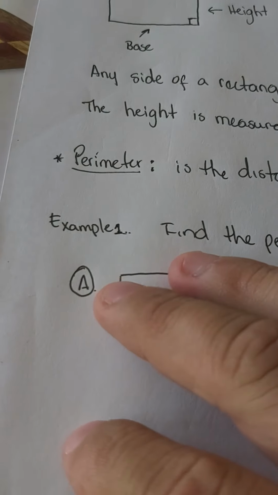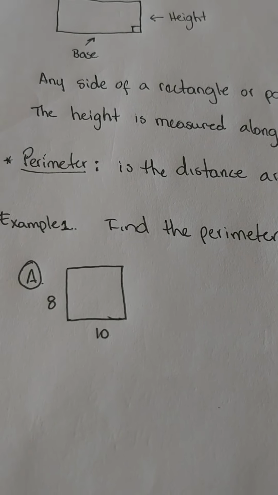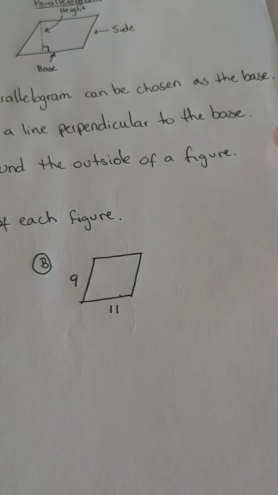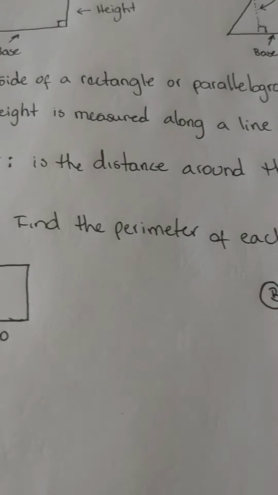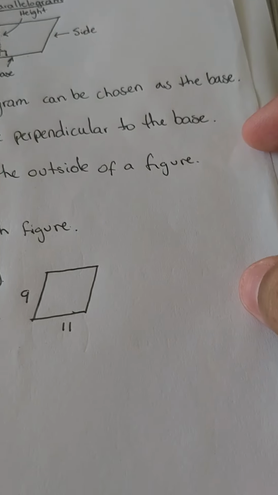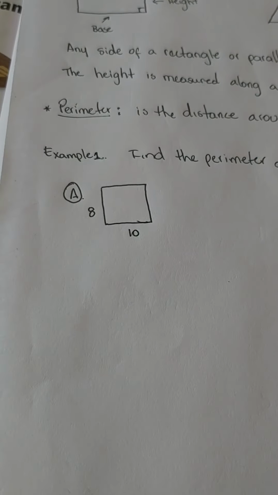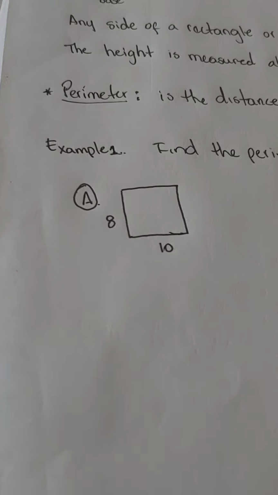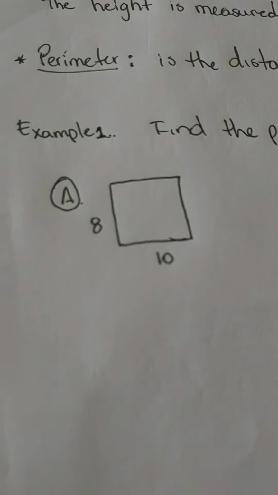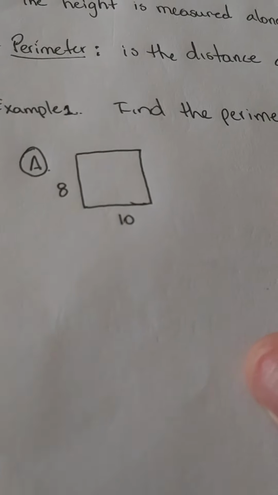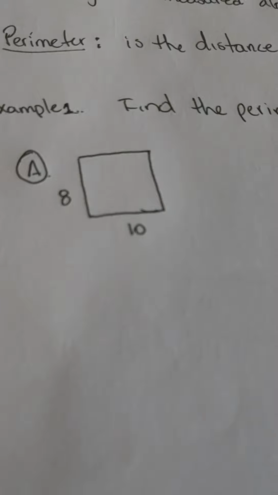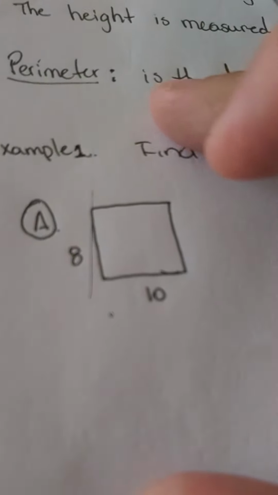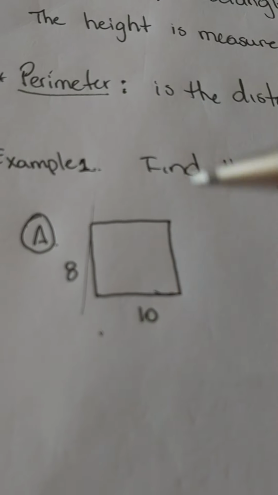Okay? Now let's define perimeter. Perimeter is the distance around the outside of a figure. The distance around the outside of a figure. So if we look at example 1, they're asking us to find the perimeter of each figure. Example 1, part A. Notice, here we have a rectangle. It looks like a rectangle.